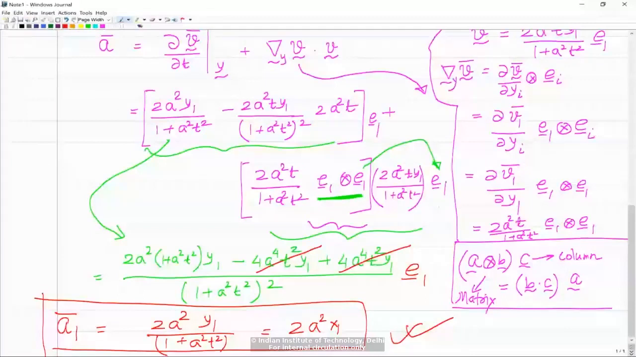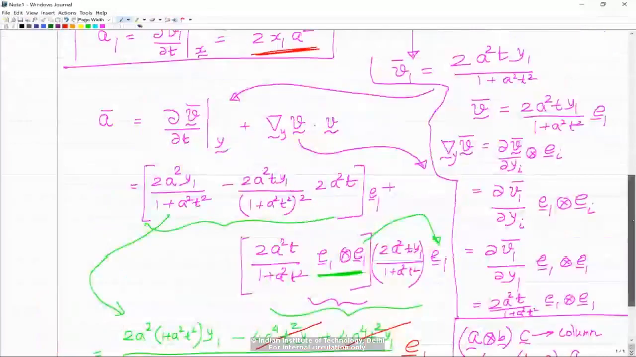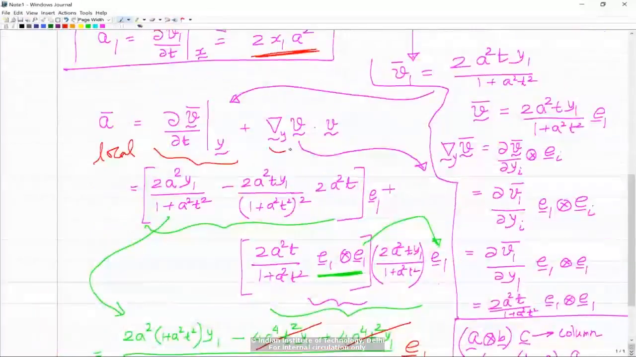Yeah, there are two components, local and convective, and you saw that here already. So this part is local and this part is convective.